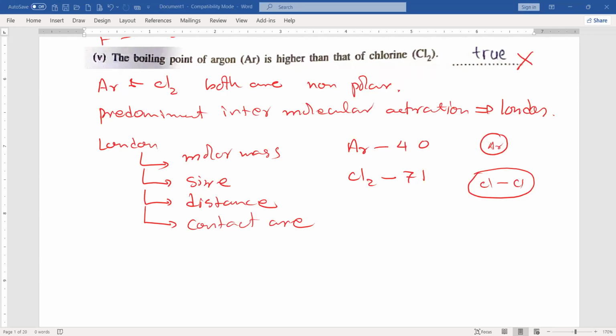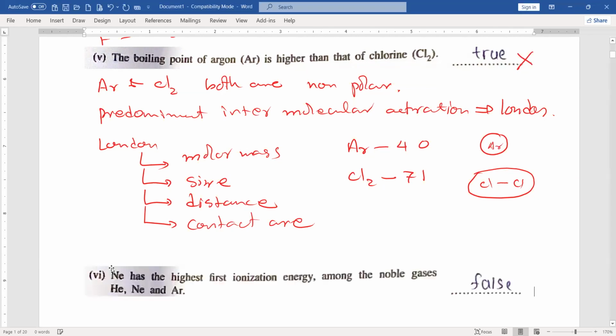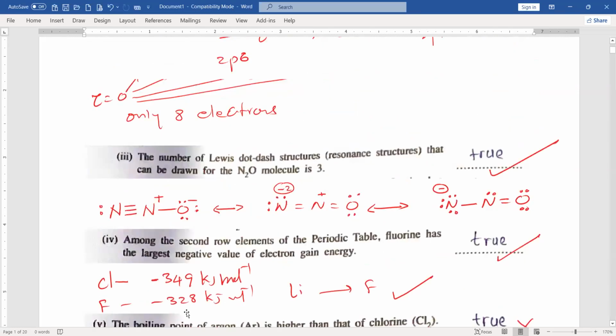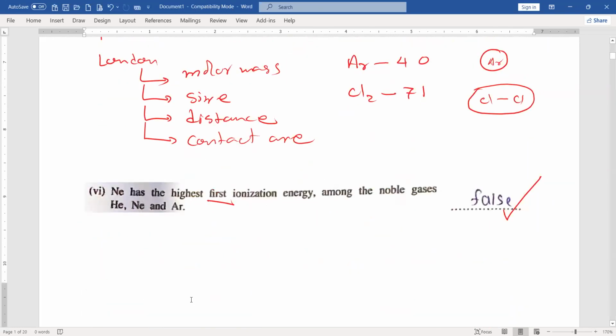Next one. Neon has the highest first ionization energy among the noble gases: helium, neon, and argon. No. We know that among all the elements in the periodic table, helium has the highest. Therefore neon will never exceed helium. So helium has the highest first ionization energy. So this is correct. 1, 2, 3, 4, 5. 5 times 4, 20 marks.